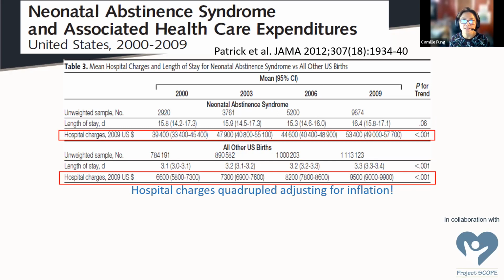And this is an expensive hobby. If you look at how much is being charged for keeping these babies in the hospital, again, it's a lot more than if you were a baby who was just undergoing a regular birth without complication of NAS. About $40,000 to $50,000 is spent on treatment for NAS in the hospital. So what they calculated was that the hospital charges actually quadrupled, even adjusting for inflation.